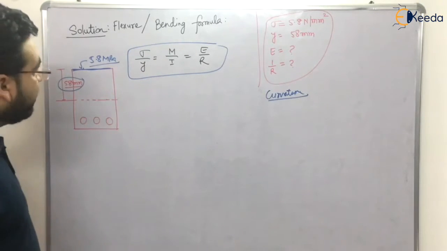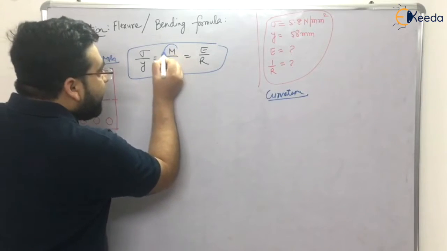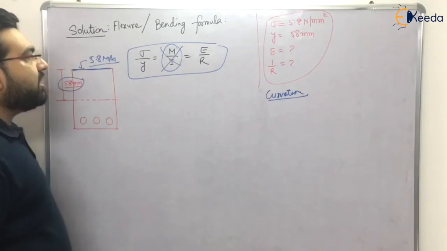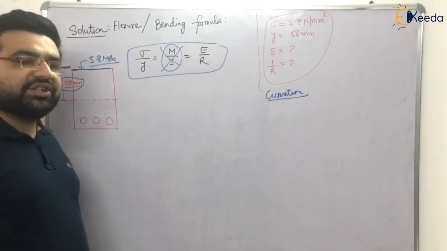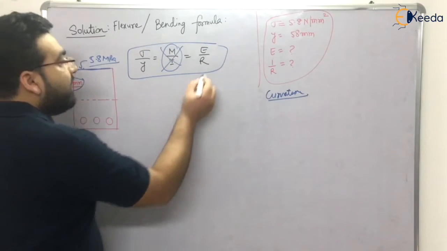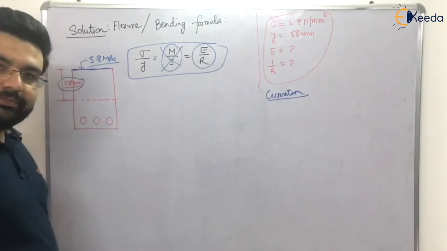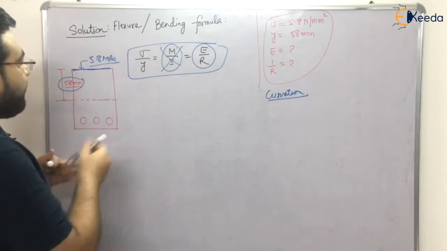Simple, right? Now, will M by I be useful to me? No, this will not be useful because the moment is not given, as well as the moment of inertia is not given, right? Okay. Now, will E by R be useful? Yes, this will be useful because I need to determine 1 upon R. Now, let us determine these values.